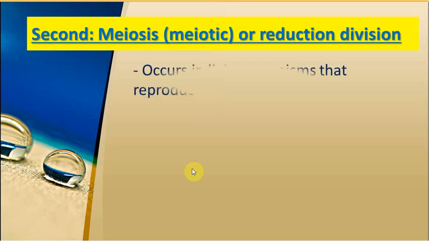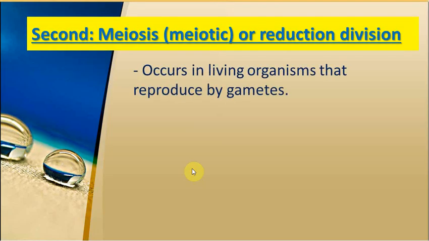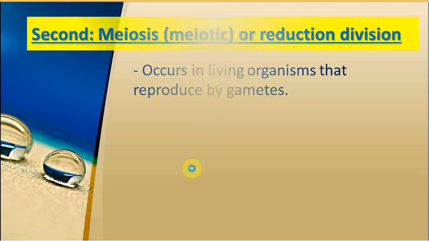Today we'll talk about meiosis, or meiotic division. We can say reduction division. It occurs in living organisms that reproduce by gametes. And gametes here depend on the type of the living organism. There are gametes in humans and animals, and there are other gametes in flowering plants.